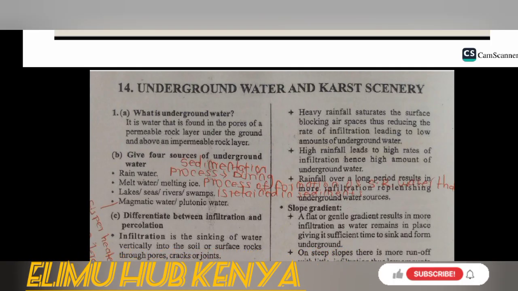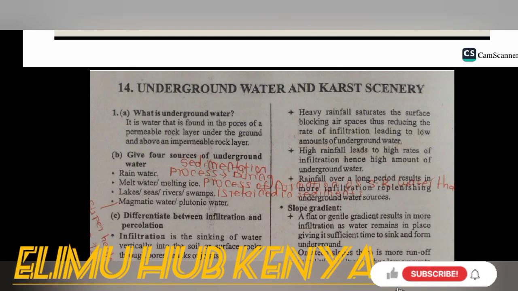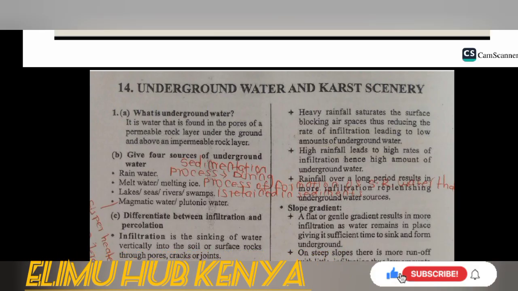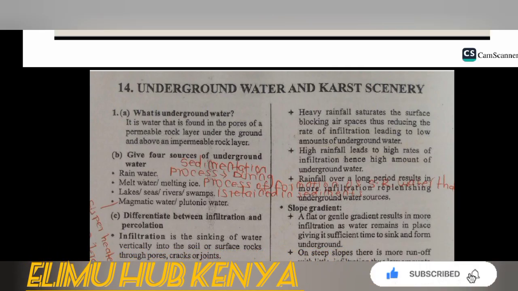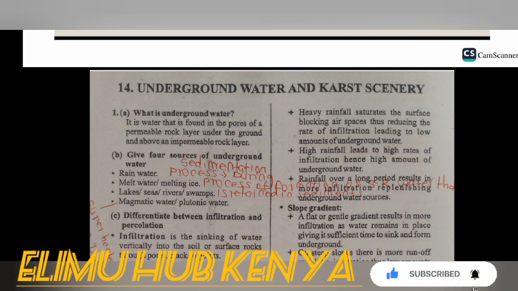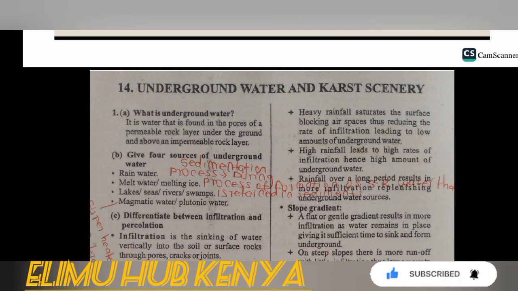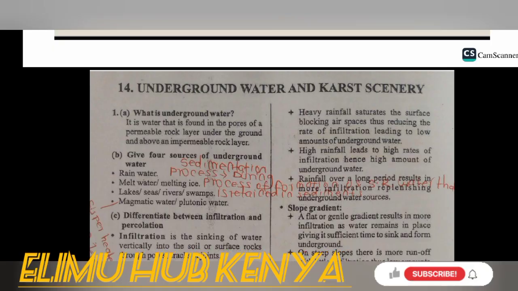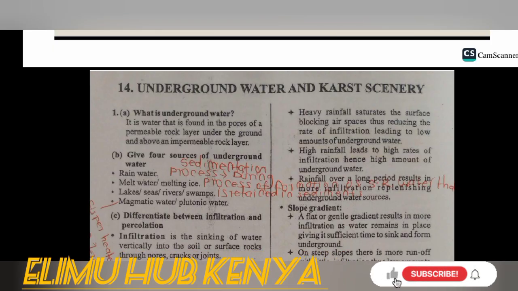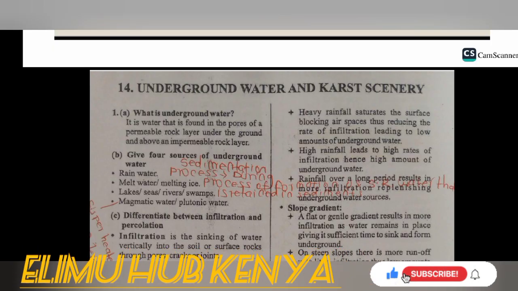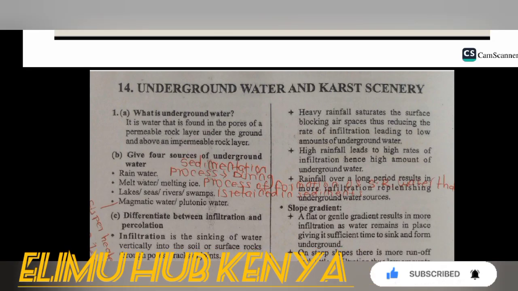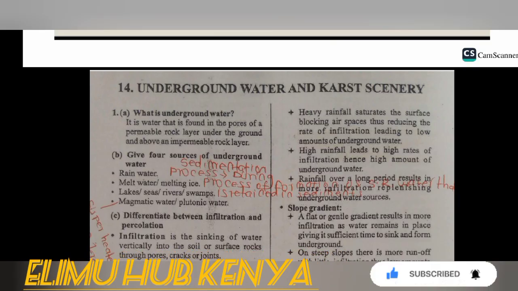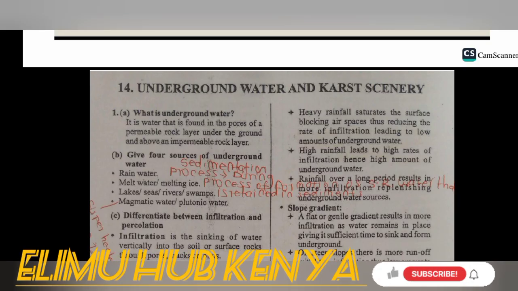The second source of the underground water is meltwater, or the melting ice. Meltwater is that water which infiltrates the ground and eventually percolates through the rocks when the snow during summer melts. Are you together? In other words, it changes from solid into liquid form, and that water at the end of the day will infiltrate underground to form part of the underground water.